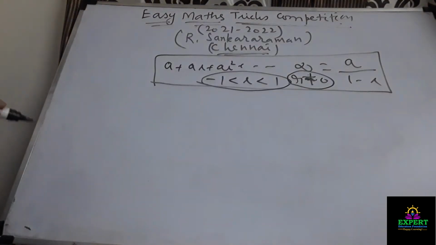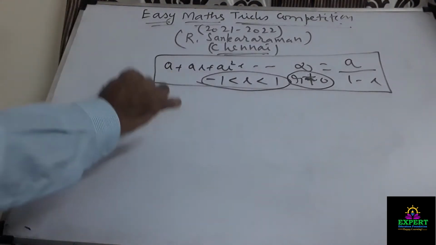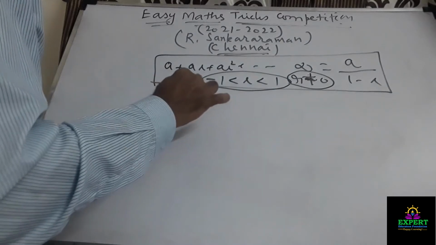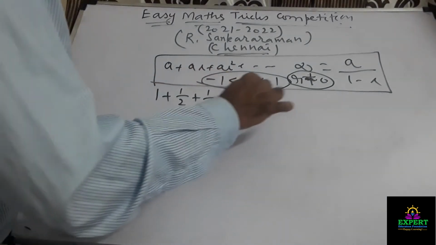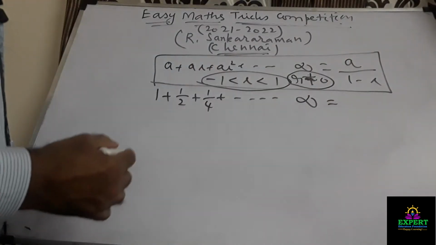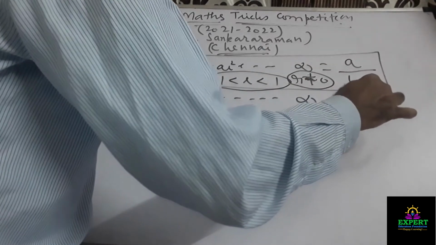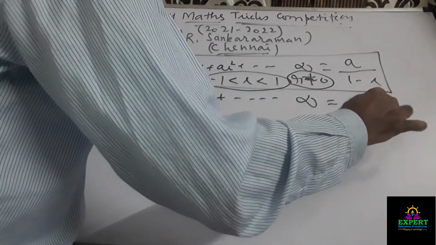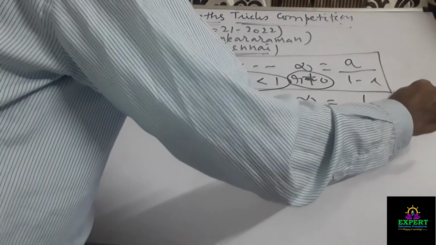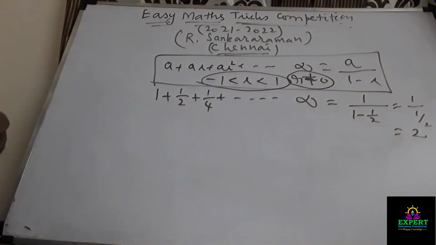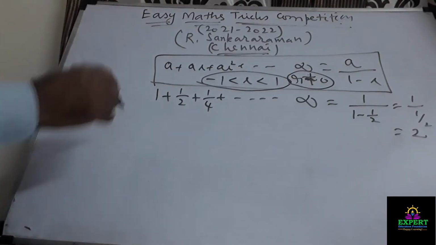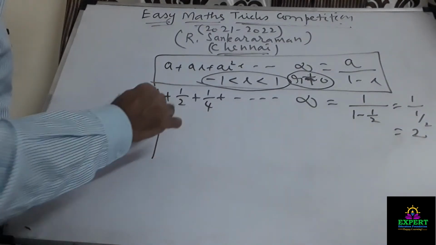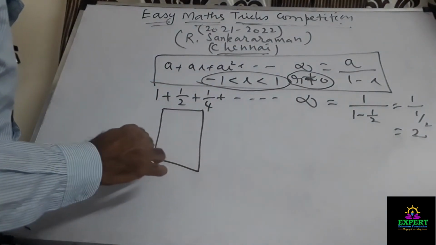How to verify this rule in a particular case? Let us say, let me just think about 1 plus 1 by 2 plus 1 by 4 plus etc. up to infinity. As per the formula, it is 1 by 1 minus 1 by 2, which is 1 by 1 by 2, which is 2. We will verify this particular answer using a simple activity. Just listen carefully. I take two sheets of paper of any size, each represents number 1.